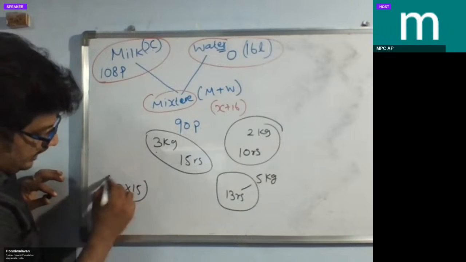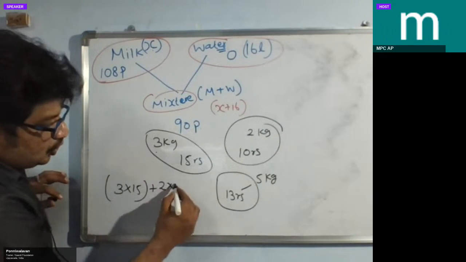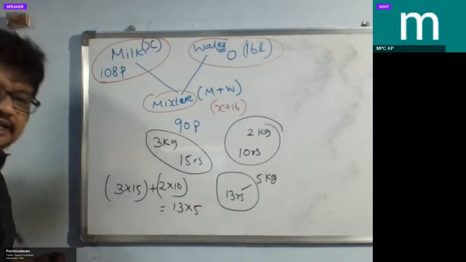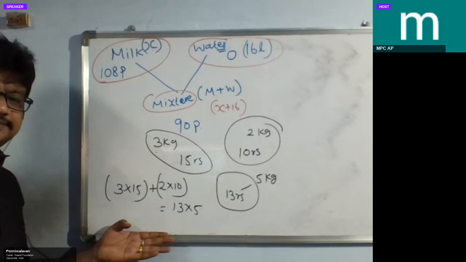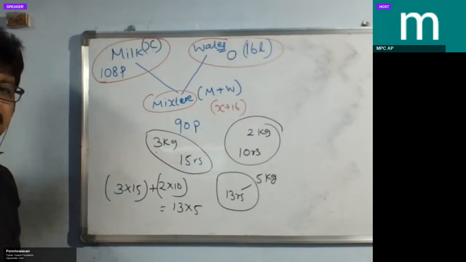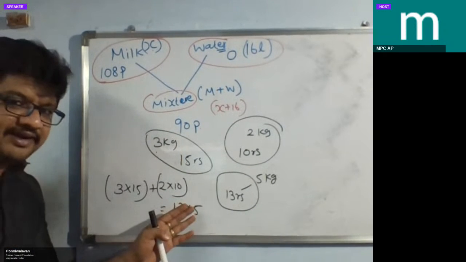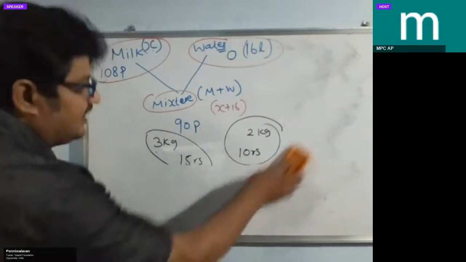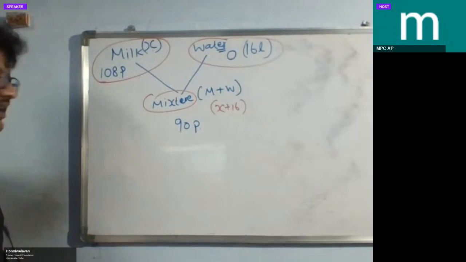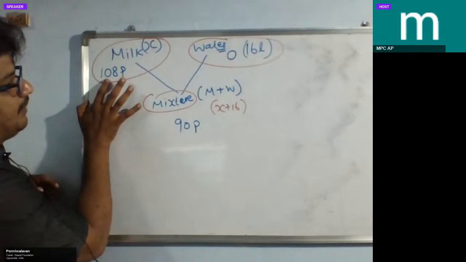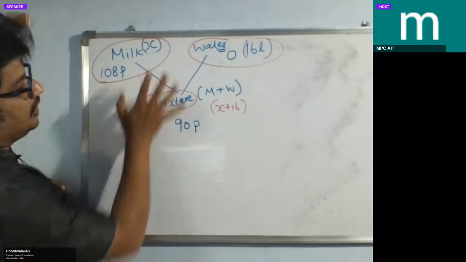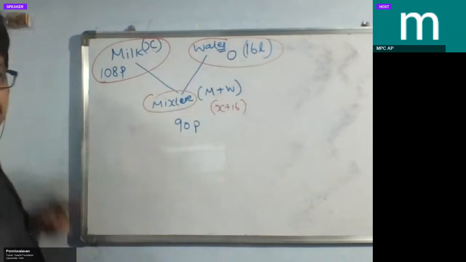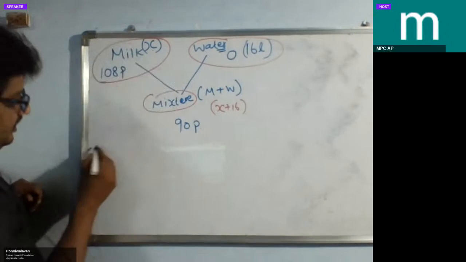3 into 15 plus 2 into 10 is equal to 13 into 5. Shall we write like this or not? I already explained this in the first question. Same thing here. Pure milk is 108 paise, water is 0, mixture is 90. Here X liters, here 16 liters. So what is the total liters? X plus 16.